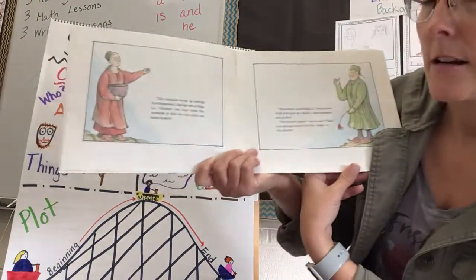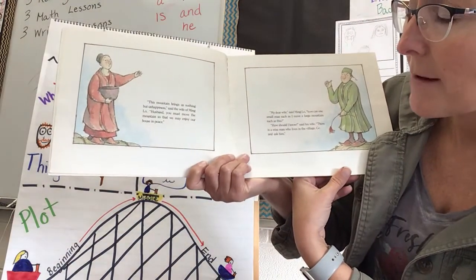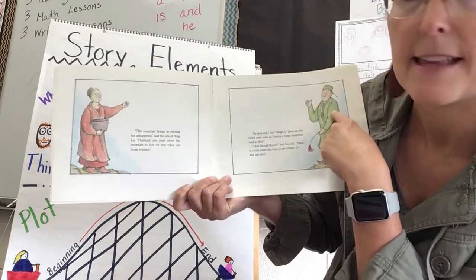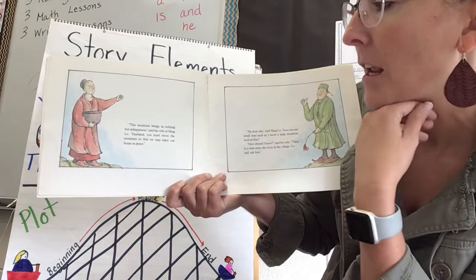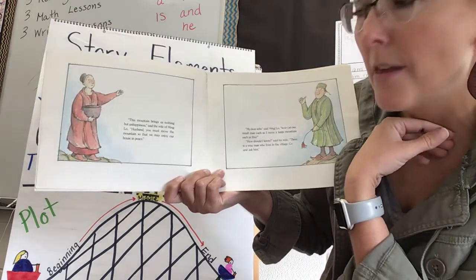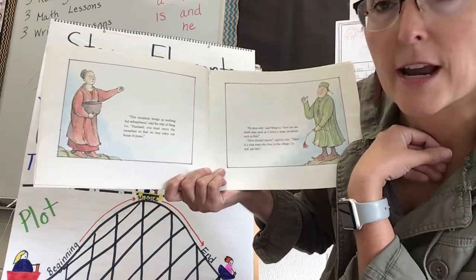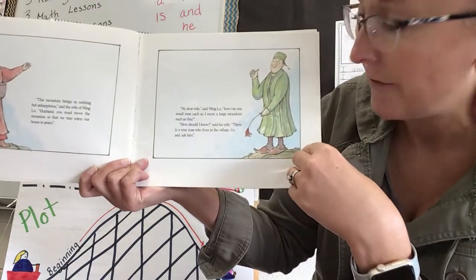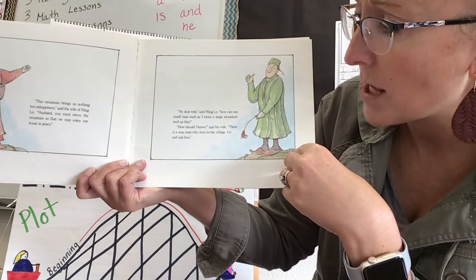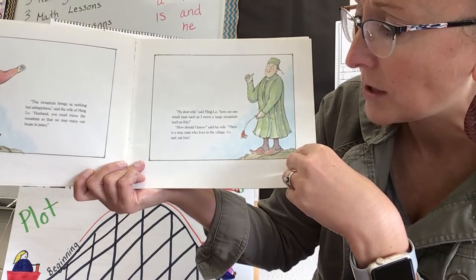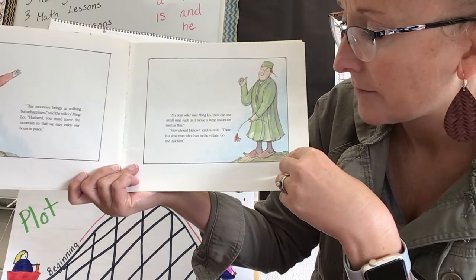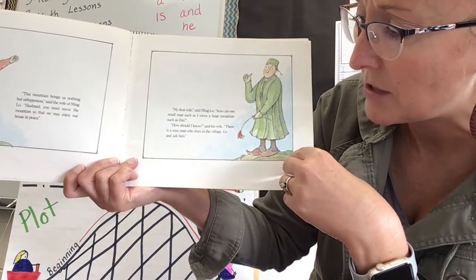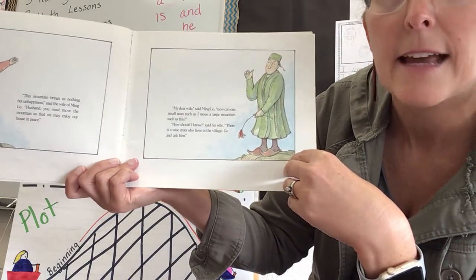This mountain brings us nothing but unhappiness, said the wife of Ming Lo. So see, this is the wife, and this man is named Ming Lo. Husband, you must move the mountain so that we may enjoy our house in peace. My dear wife, said Ming Lo, how can one small man, such as I, move a large mountain such as this? How should I know? said his wife. There is a wise man who lives in the village. Go and ask him.